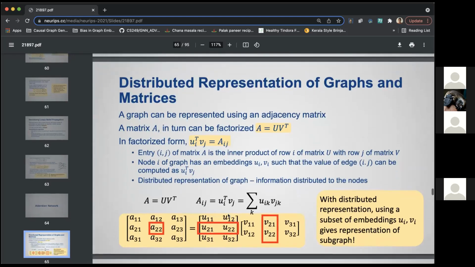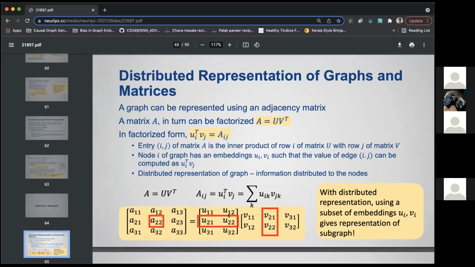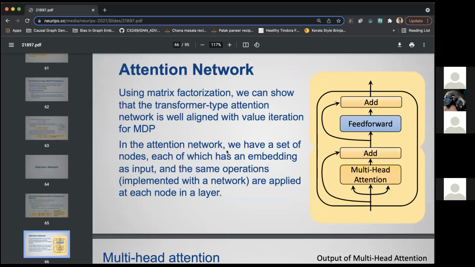So the very last thing I'm going to cover is related to attention networks. We're going to look at distributed representations of graphs. Suppose we have an adjacency matrix that can be factorized as a product of U and V transpose. Then U_i transpose V_j is going to give you the ijth entry in our adjacency matrix. If we actually use this matrix factorization, we can show that a transformer type attention network is well aligned with value iteration for an MDP.